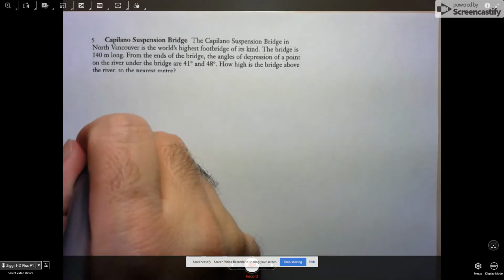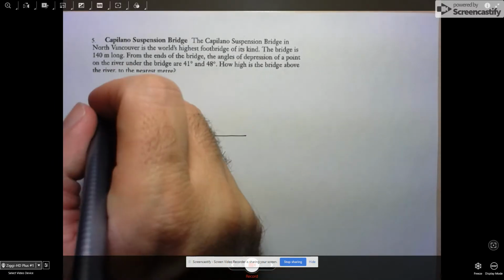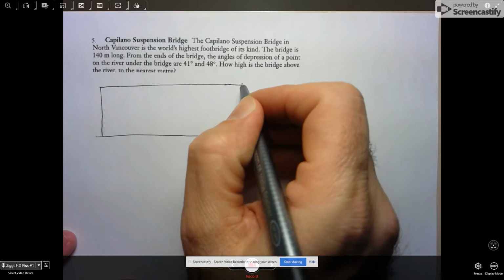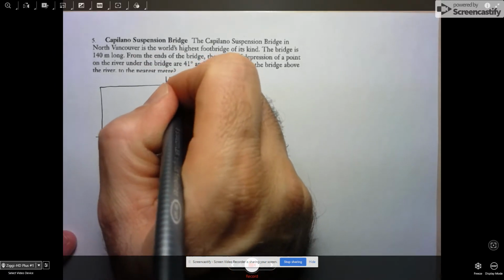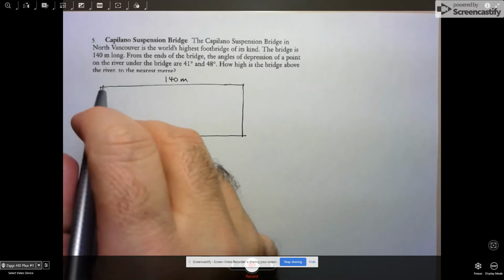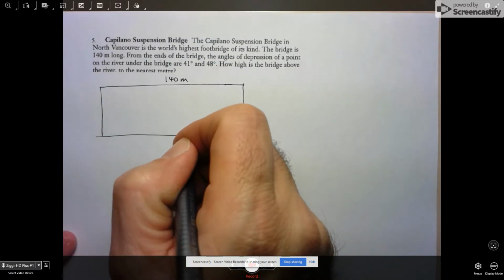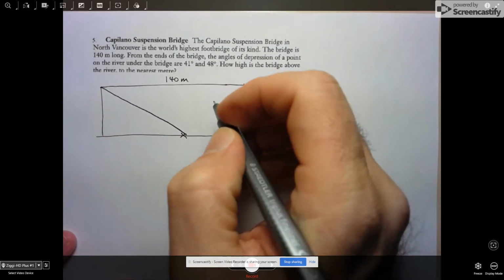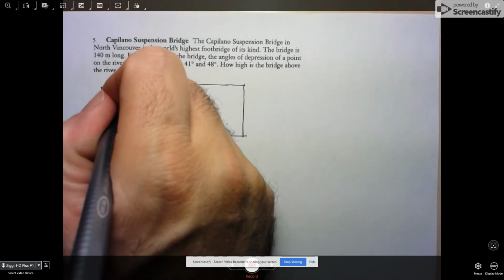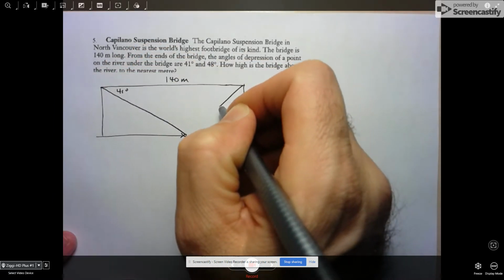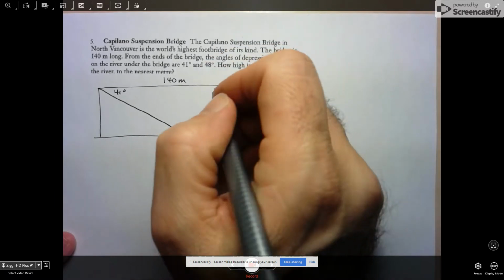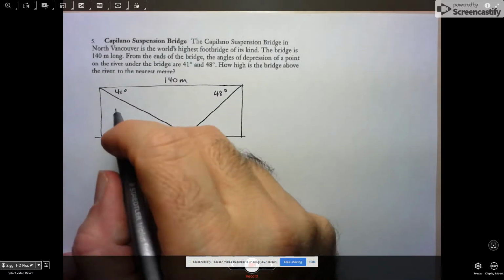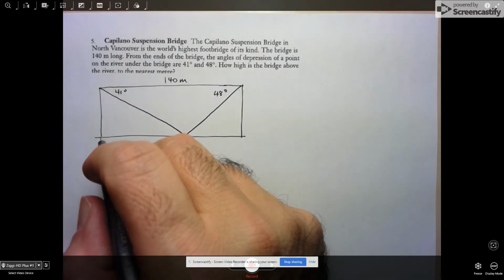So what we have, let's say here's below the bridge, we've got the bridge. Okay, so this represents the bridge. We have that this is 140 meters long, and they say that from the ends of the bridge, we're looking at a particular point. Okay, so they're saying that the angle of depression to this point here is, from one side, 41 degrees, and then the angle of depression from that point there, as you're looking at that same point, is 48 degrees. Okay, and from this, apparently we have enough information to calculate the height of the bridge.